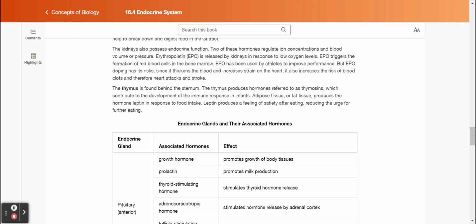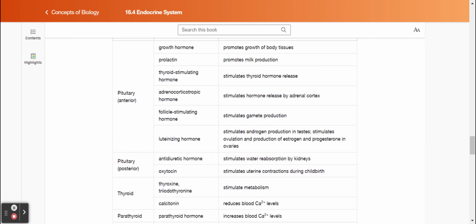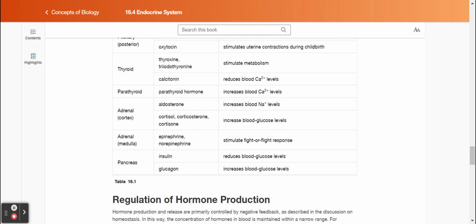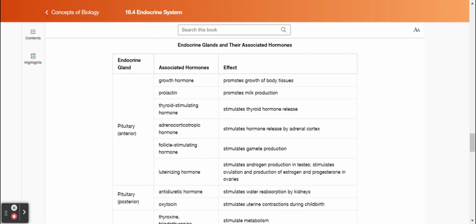The thymus is found behind the sternum. The thymus produces hormones referred to as thymosins, which contribute to the development of the immune response in infants. Adipose tissue, or fat tissue, produces the hormone leptin in response to food intake. Leptin produces a feeling of satiety after eating, reducing the urge for further eating. Table 16.1. Endocrine glands and their associated hormones.